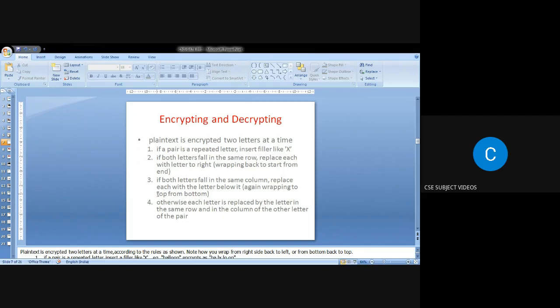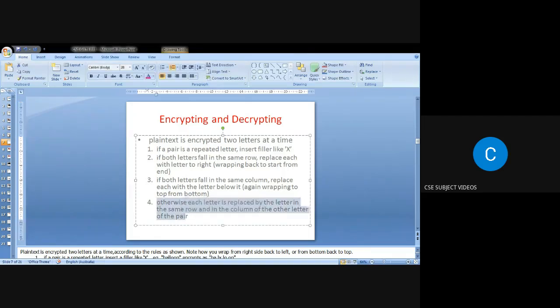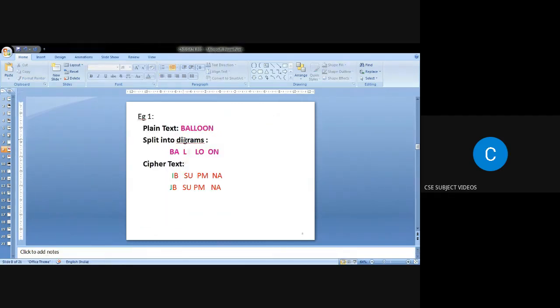So what is the concept? What I said at the start of this procedure: we first check whether both letters fall in the same row or the same column. If not, the first letter of the pair is considered the row, and the second letter of the pair is considered the column. The intersection of those two is the letter that should replace it. Is it clear? So we can go directly to the problem. Let us take the word "balloon".